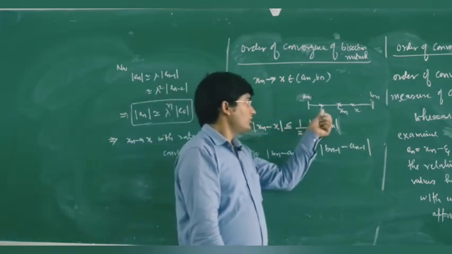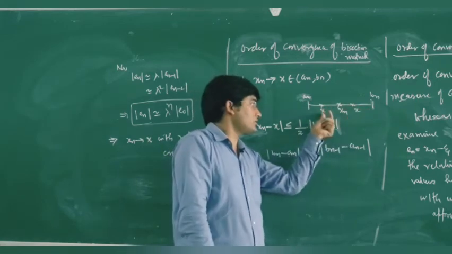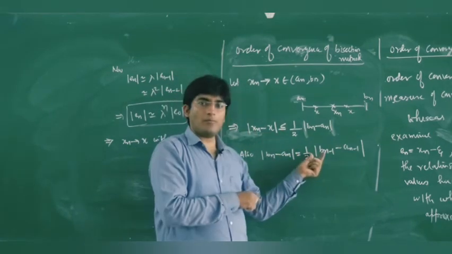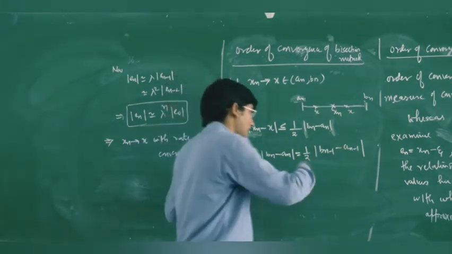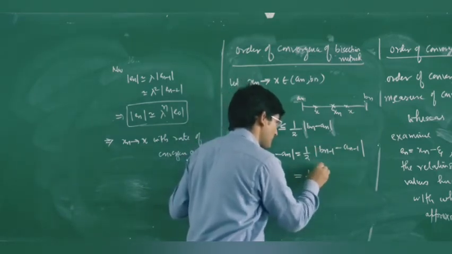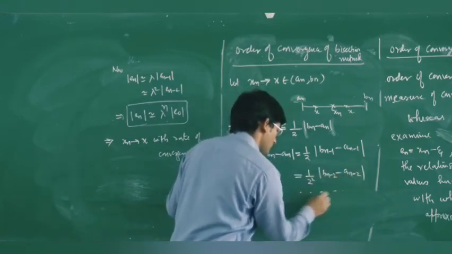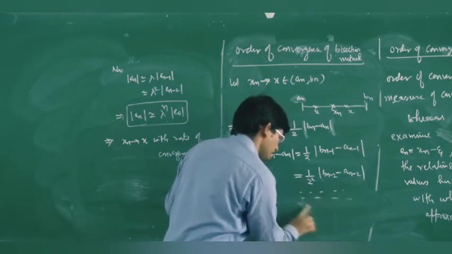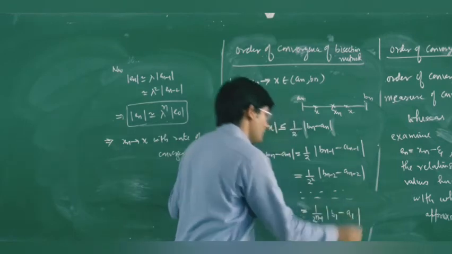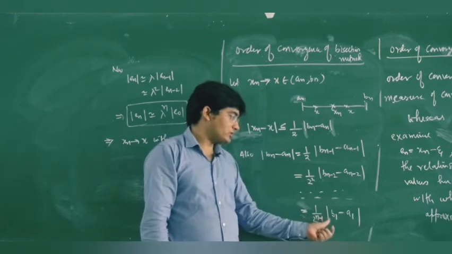Suppose this is your an minus 1 and this is your bn minus 1. Now the length of the subinterval will be half of (bn minus 1 minus an minus 1). Again, just repeat this iteration. Next time we will have 1 by 2 square (bn minus 2 minus an minus 2), then finally we will have this equal to 1 by 2 power n minus 1 into (b1 minus a1). So this bn minus an is equal to 1 by 2 power n minus 1 into (b1 minus a1).